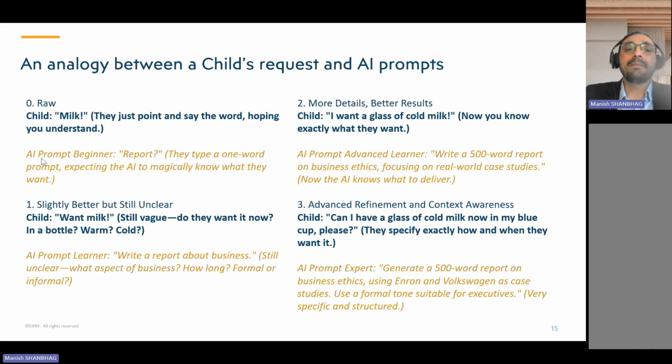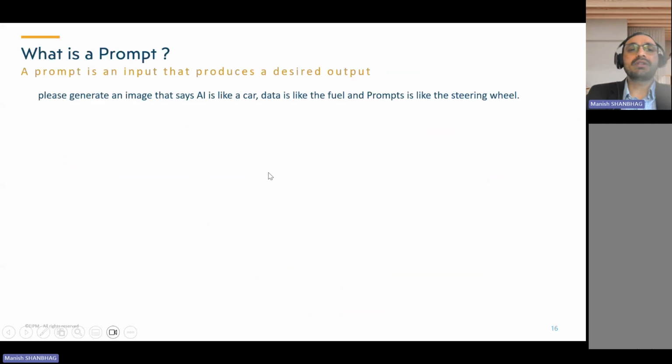The AI prompter can also move from beginner to expert in a fairly quick time. Okay, so it's just to give you an analogy of how prompts can be improved. We are going to see a little bit more examples around these, right? So effectively, what's a prompt? A prompt is nothing but an input that produces a desired output. The better the input, the better the output, right?